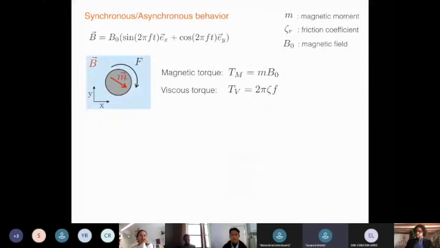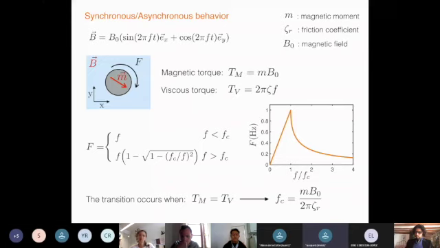Another well-known behavior of magnetic colloids in suspension is the synchronous-asynchronous behavior. Imagine that you have a colloid with a magnetic permanent moment m, in water, and imagine that you have a rotating field, so a field in the x-y plane. The colloid will rotate with the field, with the frequency big F. So you basically have two contributions: the magnetic torque and the viscous torque.